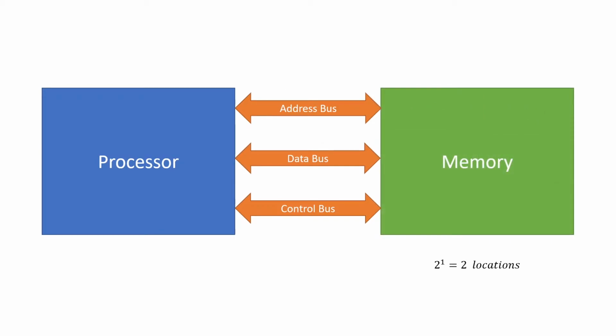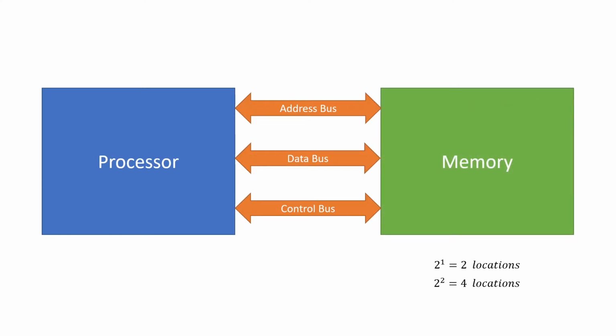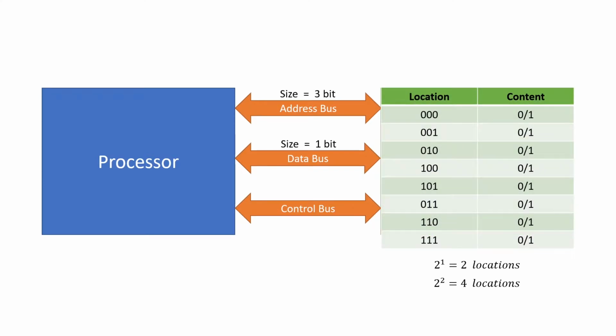Now, let's say for example, the size of the address bus is 2 bits, and the data bus is the same, 1 bit. That brings us to these 4 memory locations, because now you have 2 wires going from the processor to the memory in the address bus. So you can do all sorts of 0 0, 0 1, 1 0, 1 1, 4 possible memory locations. And if we take things one level higher, we have the 3-bit address bus. That gives us in total 2 to the power 3, 8 locations.